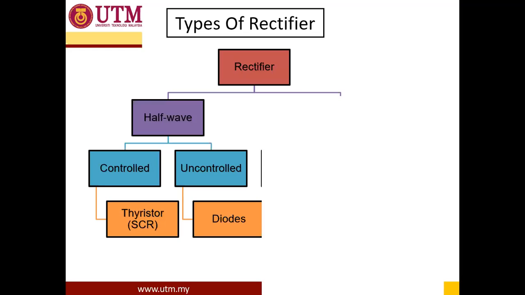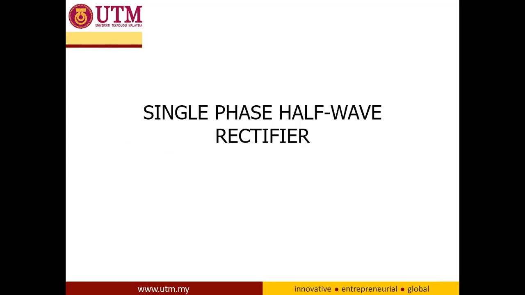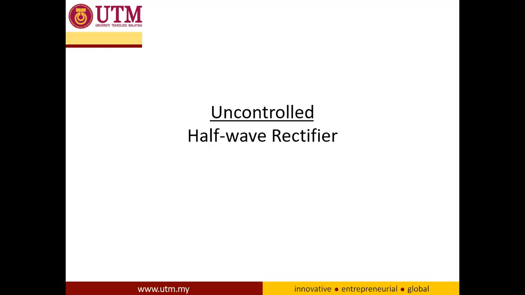So in this slide, and on this syllabus, we will go to the first class of rectifier that we call the half-wave rectifier. Under this half-wave rectifier, we have controlled and uncontrolled. For the uncontrolled, we use diodes as our main components, and for the control, we are using what we call the SCR or thyristor. So the single phase half-wave rectifier, uncontrolled.